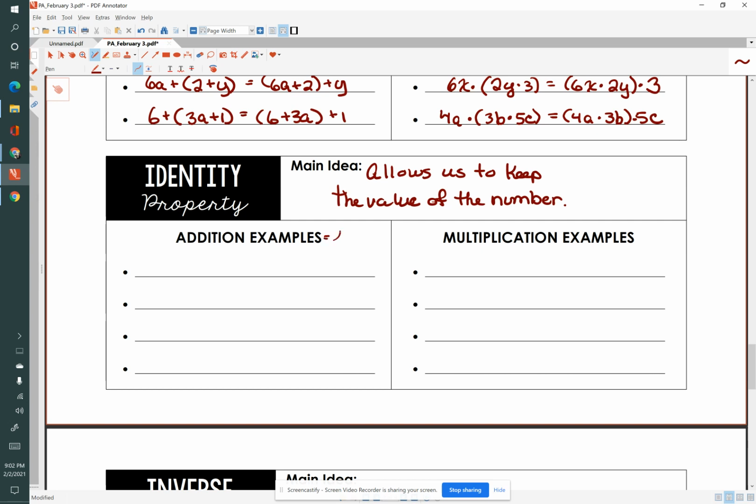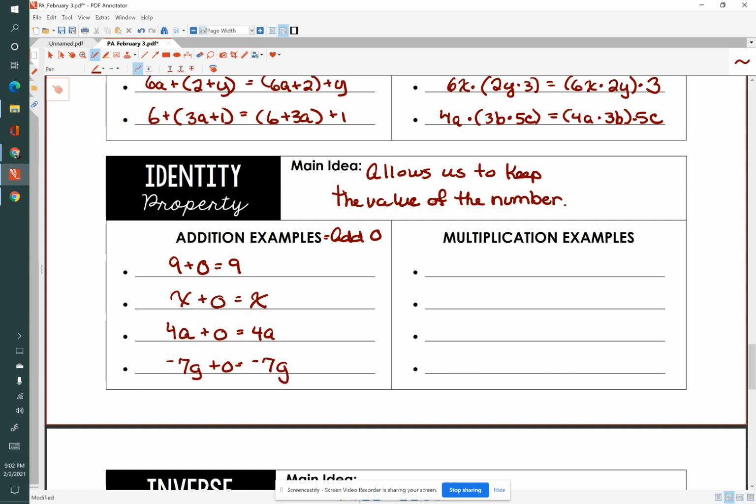So here we can add 0. So, for example, 9 plus 0 is still 9. X plus 0 is still x. 4a plus 0 is still 4a. And negative 7g plus 0 is still negative 7g.